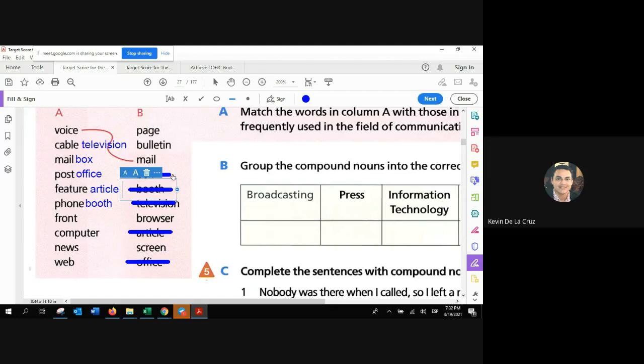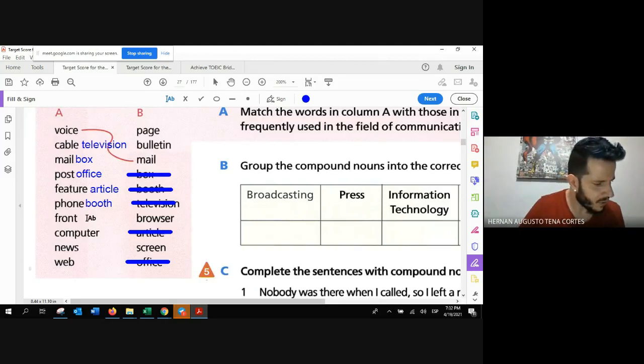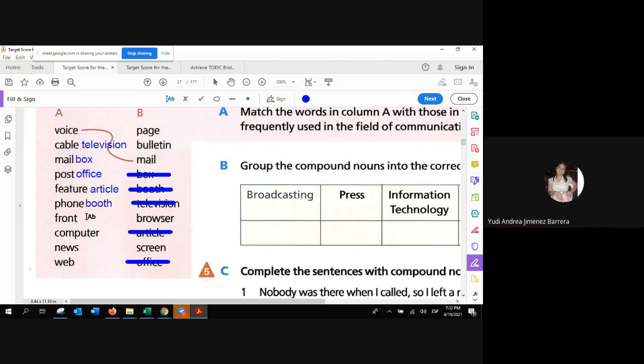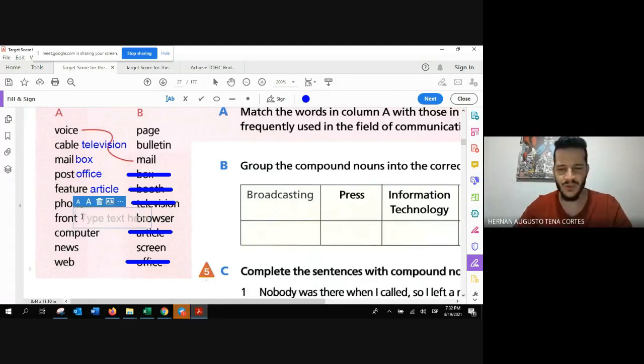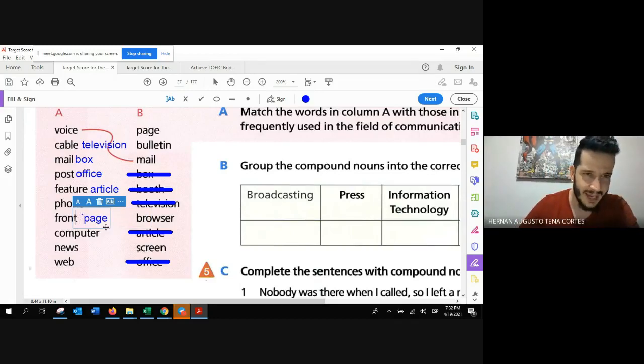Front screen, teacher. Did you say front screen? Yes. Okay. Hay una que le va mejor con front, page. Front page. Yes. What is the front page? Es como decir la primera página en una revista, periódico. Front page news.